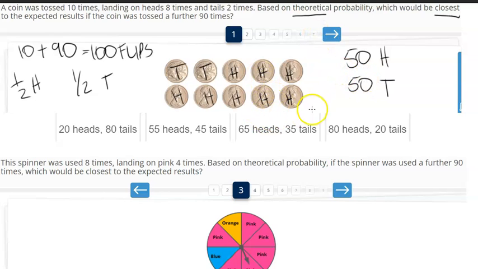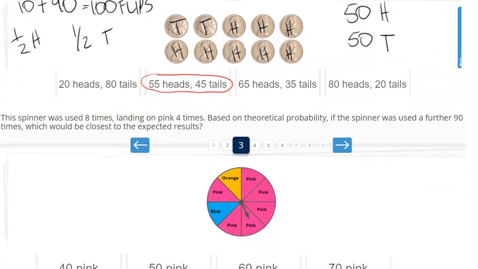So the closest for this, it's not going to show 50 heads or 50 tails, but the closest is this one here, which is 55 heads and 45 tails. So that will be your solution here. So remember, this is based on theoretical probability. Let's have a look at the next question.